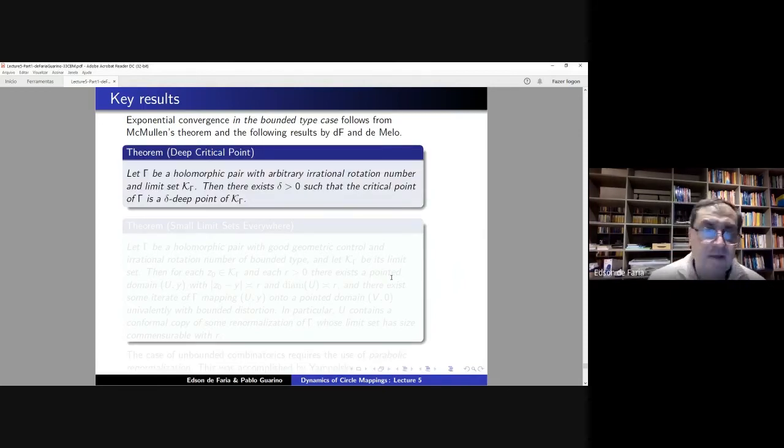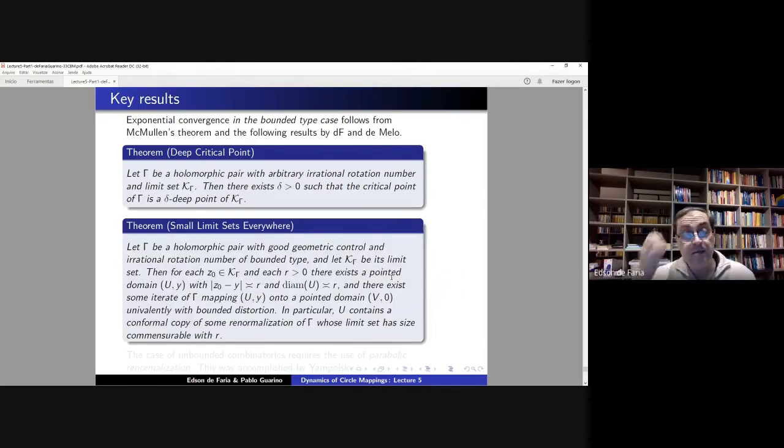So the first theorem says that if you have a holomorphic commuting pair with arbitrary irrational rotation number, here the rotation number can be any irrational number, then there exists some delta such that the critical point of your holomorphic commuting pair is a delta D point of the limit set. This means that as you get closer and closer to the critical point and you zoom in, you see that the limit set fills more and more of the disks that you get by blowing up at an exponential rate, in the Hausdorff metric sense, if you will. So that's one theorem. It's showing that holomorphic commuting pairs have D points. The critical point is a D point.